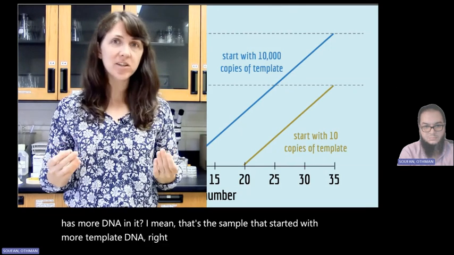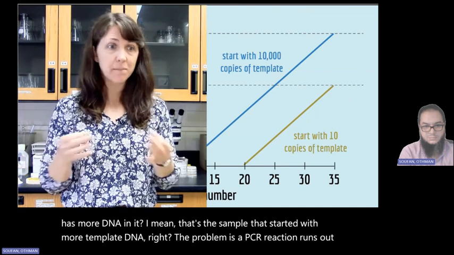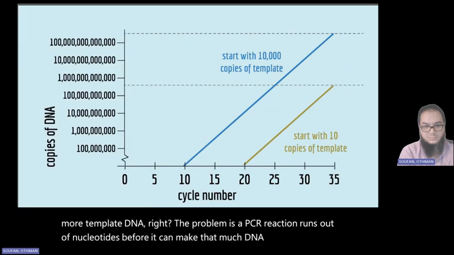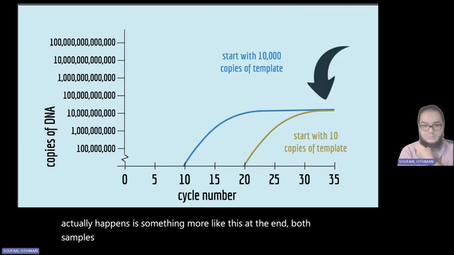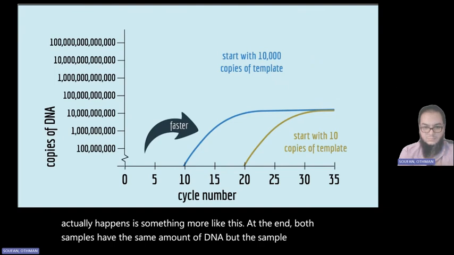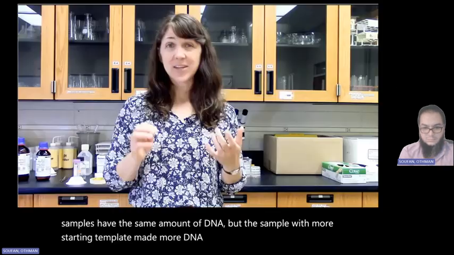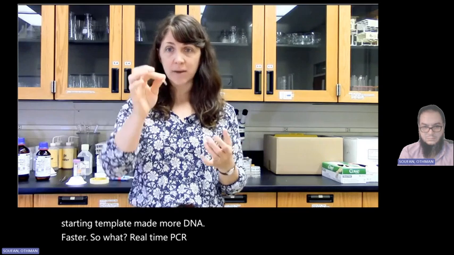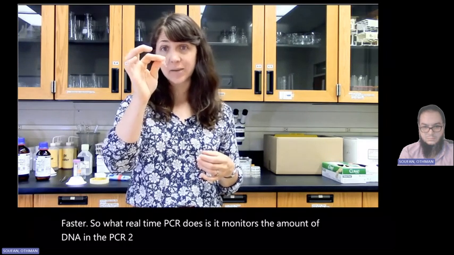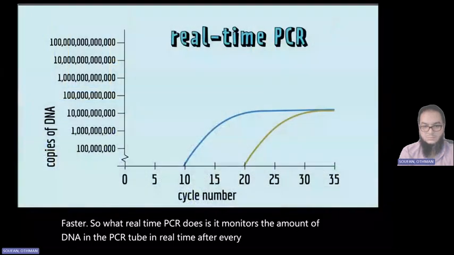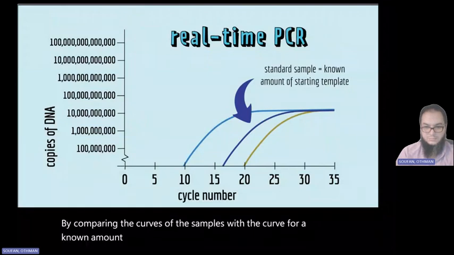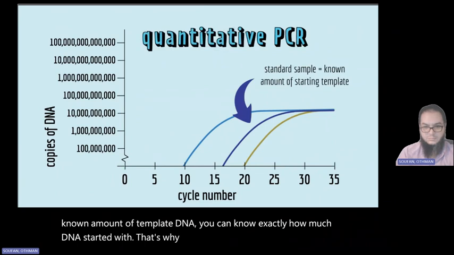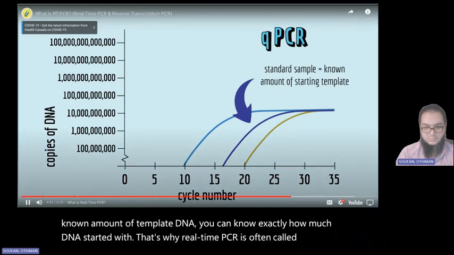The problem is the PCR reaction runs out of nucleotides before it can make that much DNA. So what actually happens is something more like this. At the end, both samples have the same amount of DNA, but the sample with more starting template made more DNA faster. So what real-time PCR does is it monitors the amount of DNA in the PCR tube in real time after every cycle. By comparing the curves of the samples with the curve for a known amount of template DNA, you can know exactly how much DNA you started with. That's why real-time PCR is often called quantitative or qPCR.